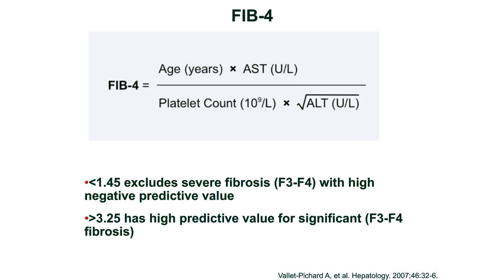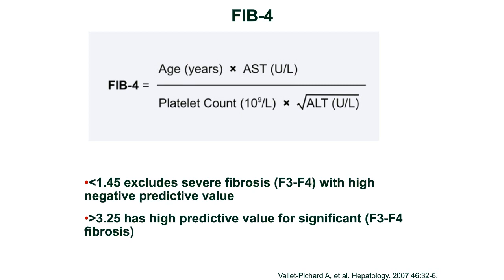And again, these tests are very helpful when the patient has very low levels of fibrosis or very high levels of fibrosis, so that a score of less than 1.45 excludes severe fibrosis with a high negative predictive value. A score greater than 3.25 has high predictive value for significant fibrosis. This is actually a very useful test, and it can be ordered, and certainly with limited resources is a method to allow individuals to assess or exclude the presence of advanced fibrosis.